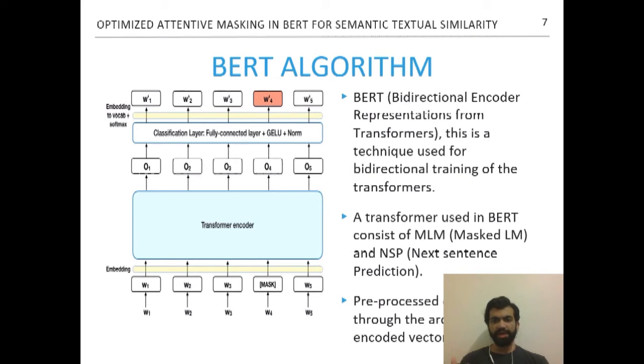So the first one is bidirectional encoder, the second one is the MLM, which is the masked language modeling, and the third one is NSP, which is the next sentence prediction.